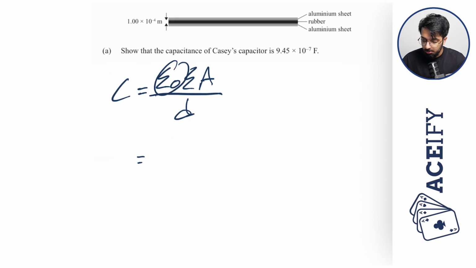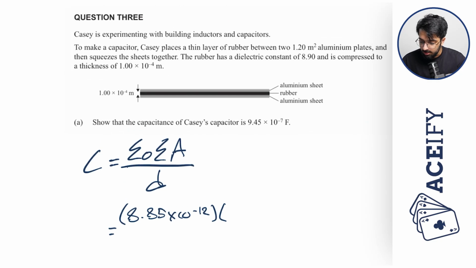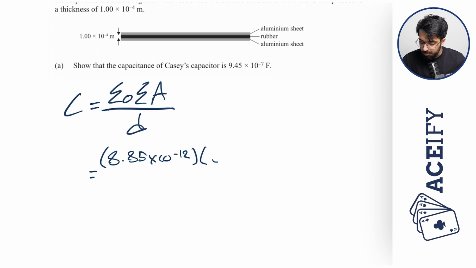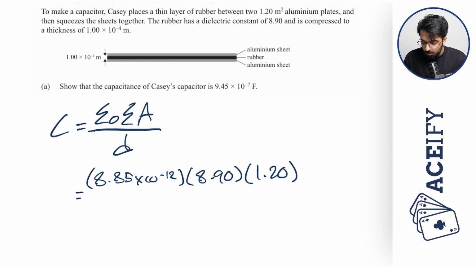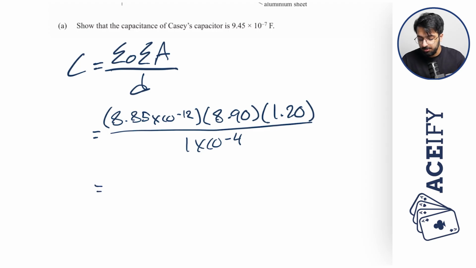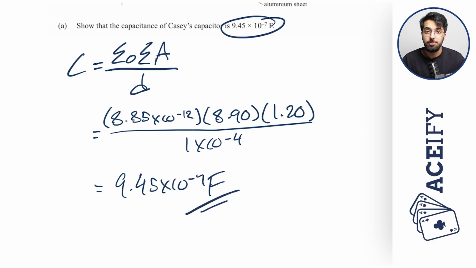E0 is given in our formula sheet, and that's 8.85 times 10 to the negative 12, multiplied by our dielectric constant, which is given up here, of 8.9, multiplied by our area, which is 1.2, all over the distance between the two plates, which is given right over here, as 1 times 10 to the negative 4. And as we can see, this gives a capacitance of 9.45 times 10 to the negative 7 farads, which is the value that we're trying to find.